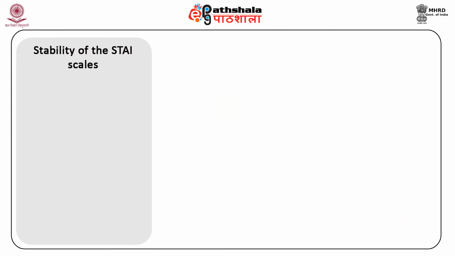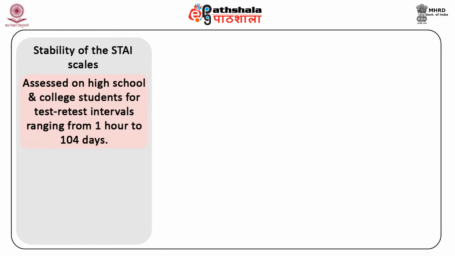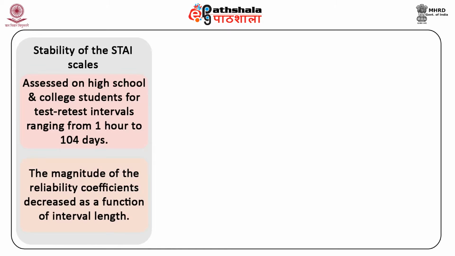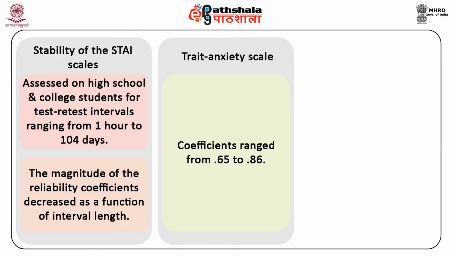The stability of the STAI scales was assessed on male and female samples of high school and college students for test-retest intervals ranging from 1 hour to 104 days. The magnitude of the reliability coefficients decreased as a function of interval length. For the trait anxiety scale, the coefficients ranged from 0.65 to 0.86, whereas the range for the state anxiety scale was 0.16 to 0.62.